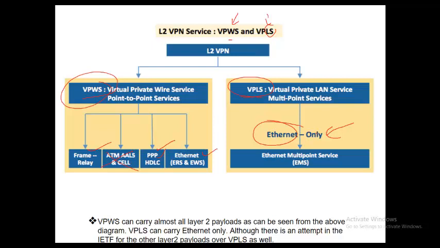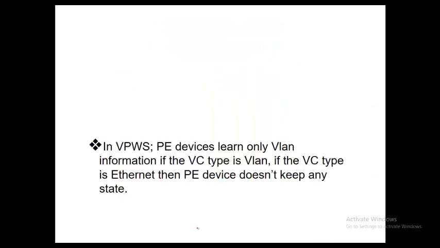VPWS can carry almost all layer 2 payloads, as can be seen from the above diagram. VPLS can carry only Ethernet, although there is an attempt in the IETF for other payloads, but never mind, it's not proven. VPWS is nothing but a point-to-point wired service.